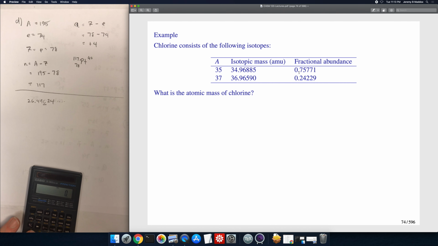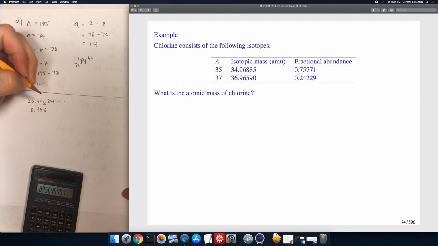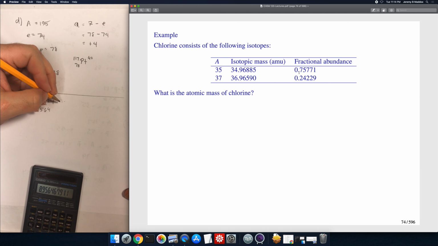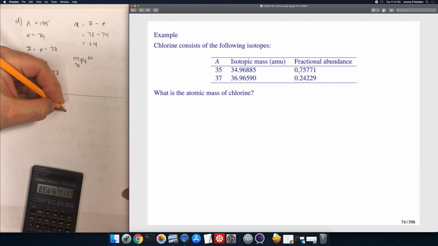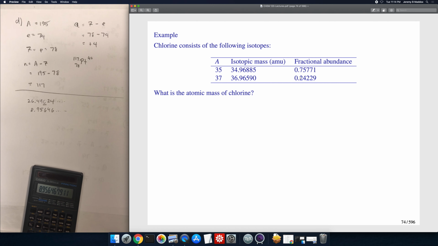I'll do the same thing for the next row, 36.9659 times 0.24229, and that's giving me 8.9956 46 and some change. And again, it looks like we should have 5 significant figures. So 1, 2, 3, 4, 5. The last significant digit is that one.